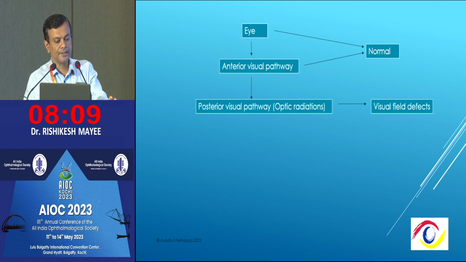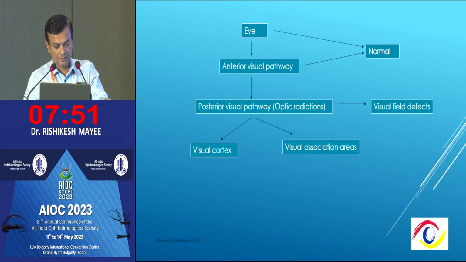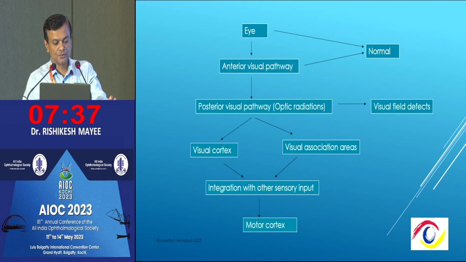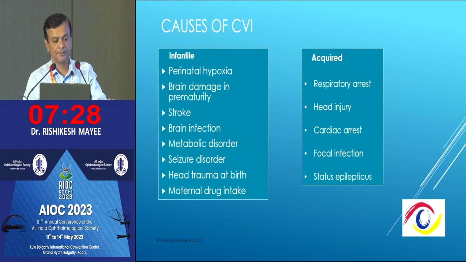If there is involvement only at the optic radiation, the patient might have visual field changes, and even in children, doing a confrontation visual field can be possible in order to know whether the patient has a hemianopic or a quadrantanopic defect. From there, the stimulus passes to the visual cortex and the association areas, and then it also has an integration with other parts of the brain, especially hearing and touch. Then there is integration into the motor cortex, based upon which we have the characteristic visual behavior. So any problem anywhere here will change the characteristic visual behavior of the patient with CVI.